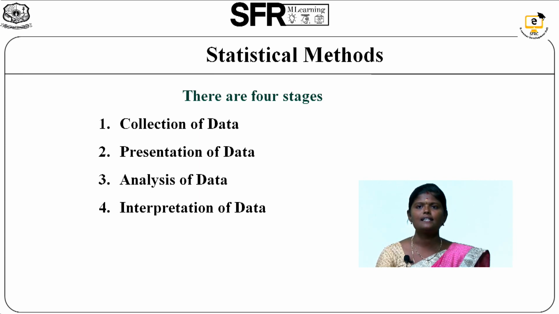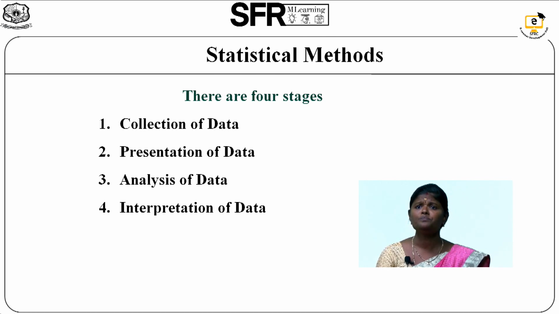In the statistical methods we have four stages to collect the statistical data. First one is collection of data. Collection of data is the first stage of statistical methods. We can plan for sampling, census, any one method to collect the data. The methods are sampling, census, and other methods. In that method, first we have to collect the data.